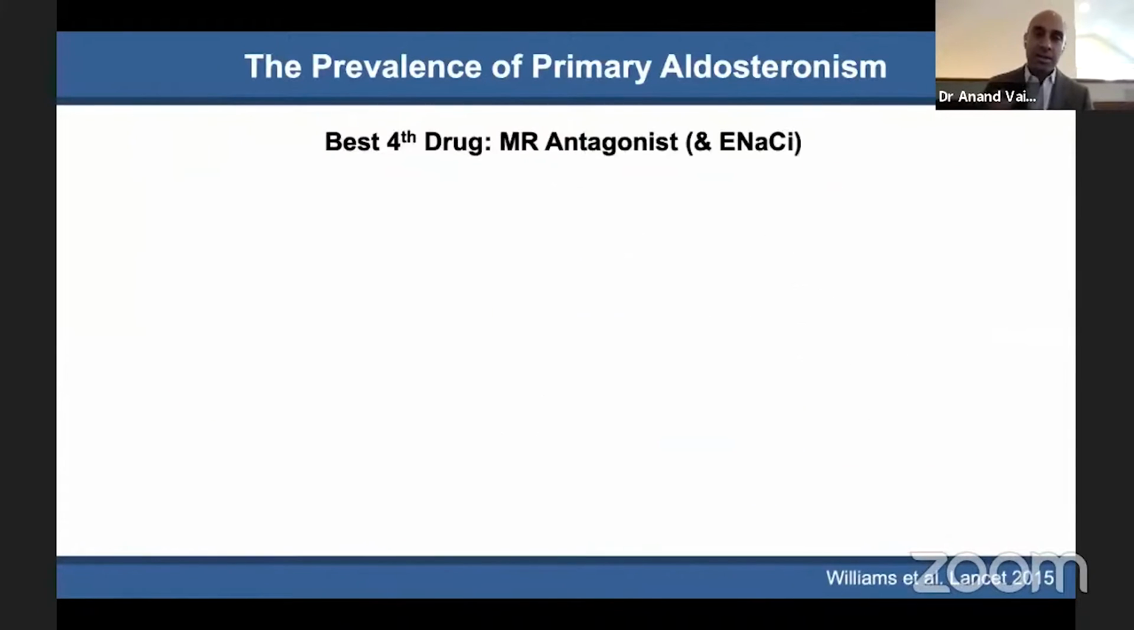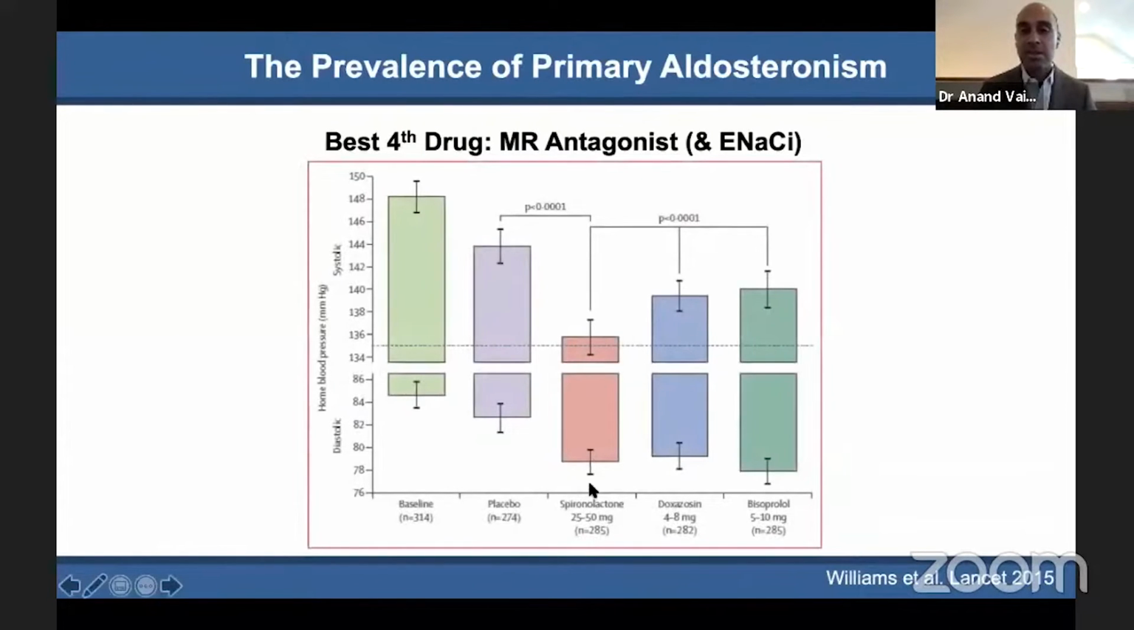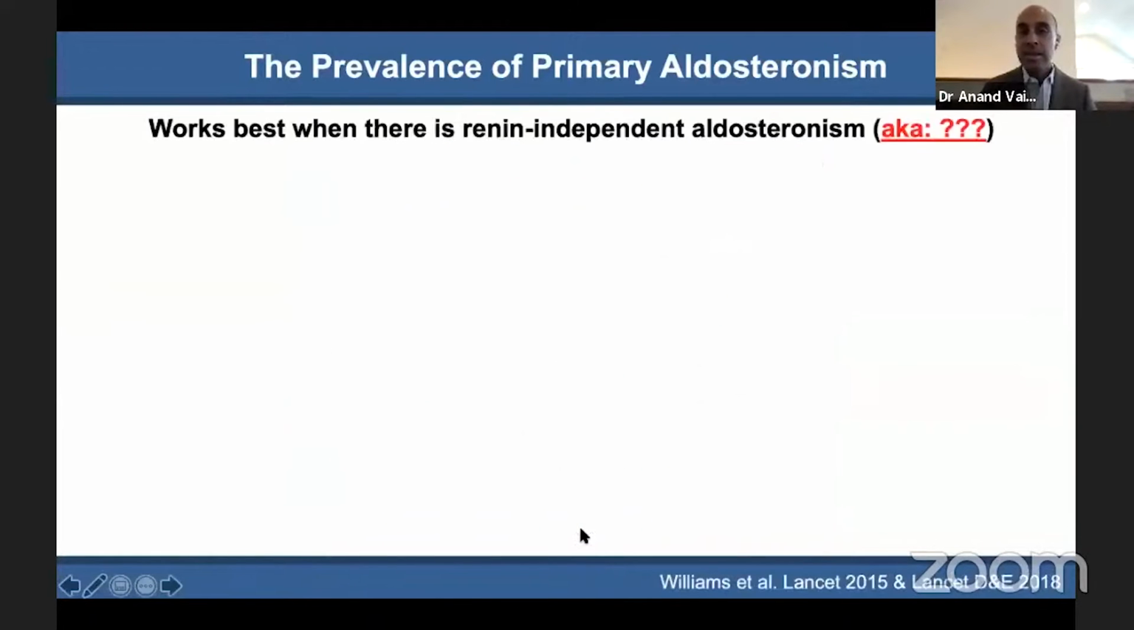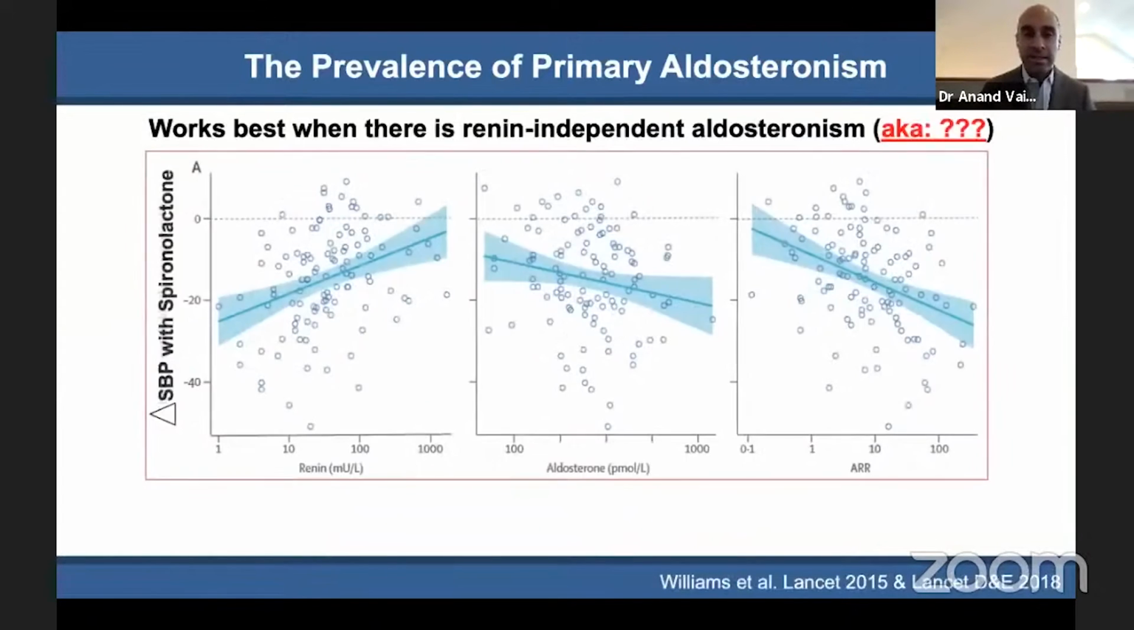And in short, this is a famous study published in the Lancet because it showed that spironolactone was the best drug. Mineralocorticoid receptor antagonist lowered blood pressure more than alpha blocker, beta blocker, or placebo. And it did so by a huge margin. But when did it work? It actually worked best. Here you can see the blood pressure reduction with spironolactone as a function of renin, aldosterone, and aldosterone to renin ratio.